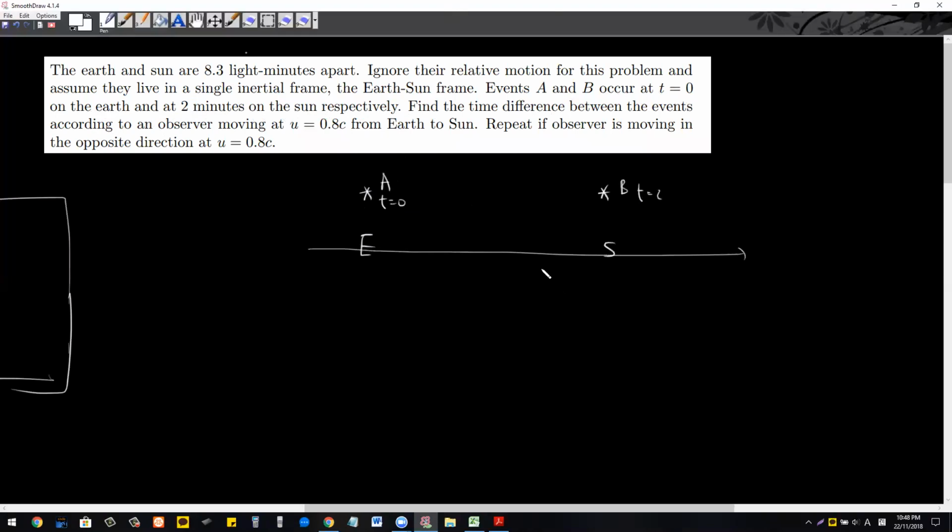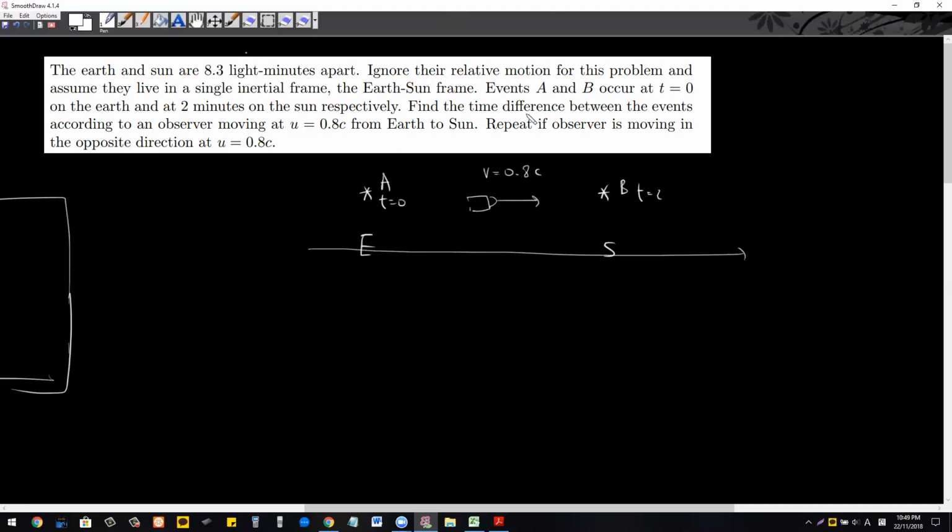Find the time difference between the events according to an observer moving at velocity equals 0.8 c. Then repeat if the observer is moving in the opposite direction. So we need to use this equation.